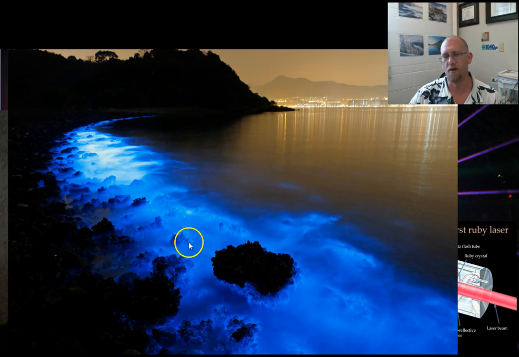Here's an example of bioluminescence. This is red tide. It's a kind of algae that, when disturbed, when shaken like it will in a wave, it glows. Really, really cool. We don't have that very much here in Hawaii, but other places with colder water tend to get these algal blooms that glow. It's really cool to see at night. So that's an example of bioluminescence.